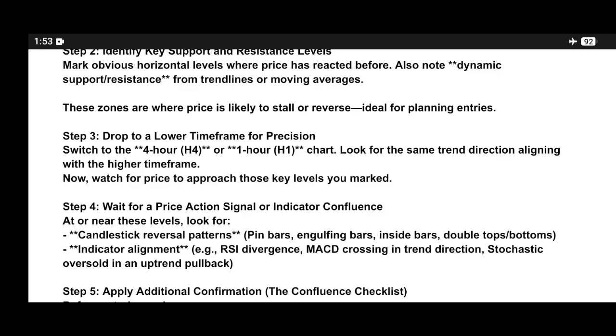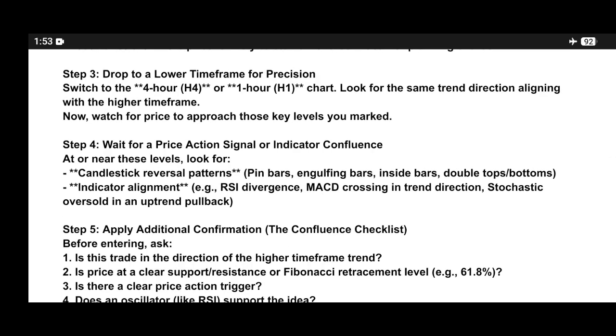Then step 4, wait for price action signals or indicator confluence at or near this level. Look for a candlestick reversal pattern, whether it is a pin bar, engulfing bar, inside bar, double top or bottom. Then also look for indicator alignment. Example, RSI divergence, MACD crossing in the direction, or stochastic oversold in an uptrend pullback.